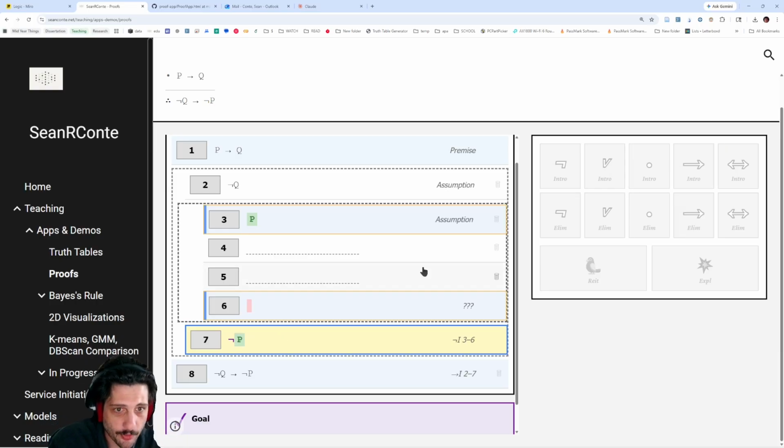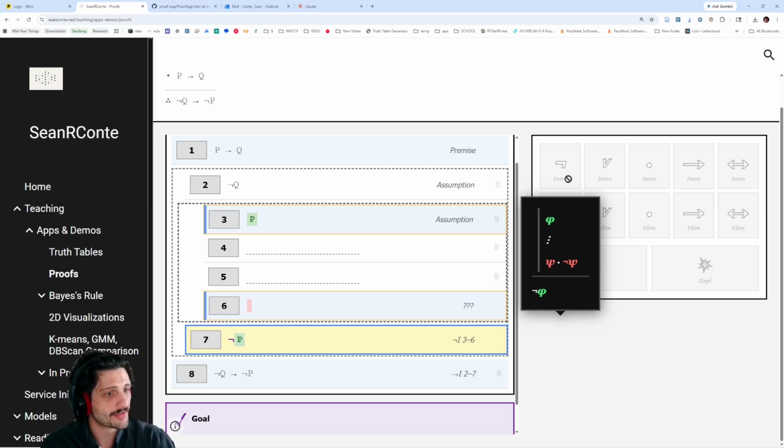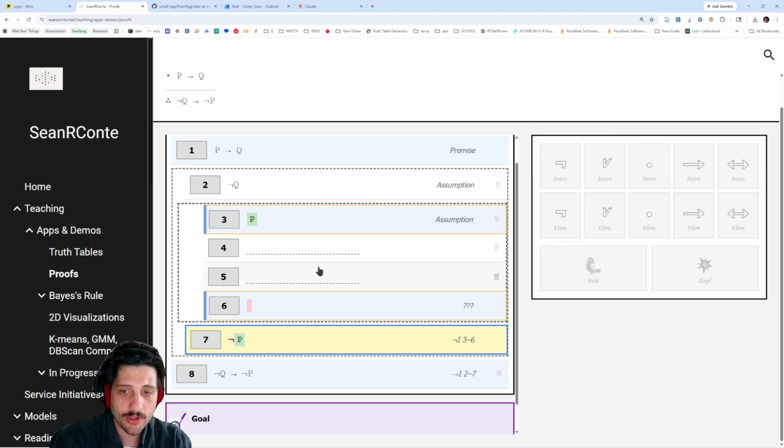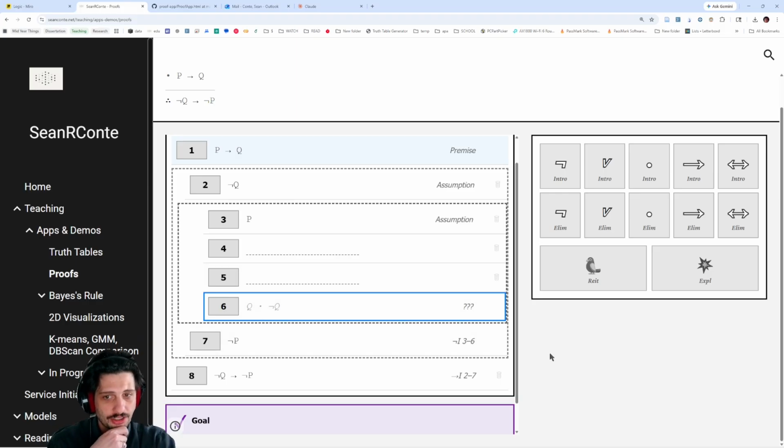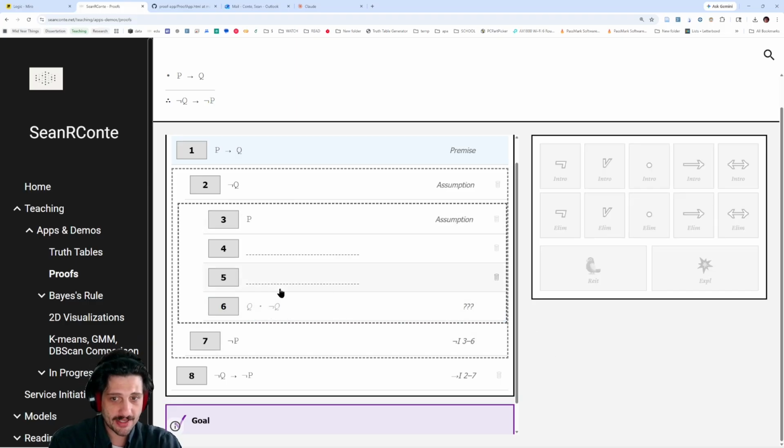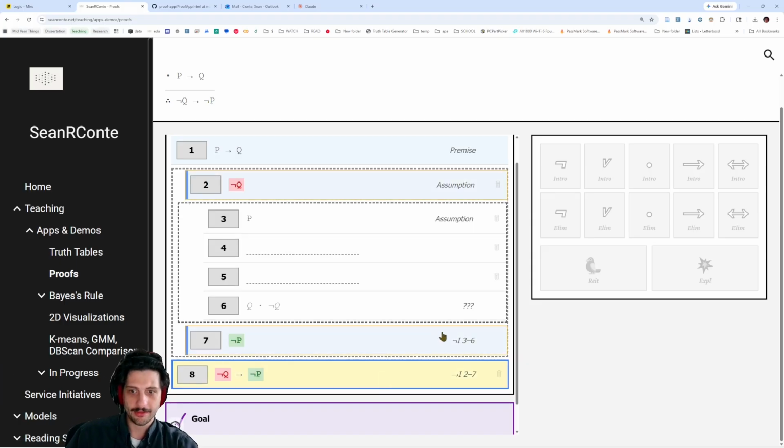How does this subproof work? Well, I just follow my rules. I'm trying to prove not P, so I just need to assume P. I assume the opposite, and I'm going to conclude in a contradiction. If I can show that P leads to a contradiction, I will have shown that not P is true. And in doing so, I will have satisfied my big subproof. I will have shown that assuming not Q really does lead to not P. And that's how I've shown that final thing.